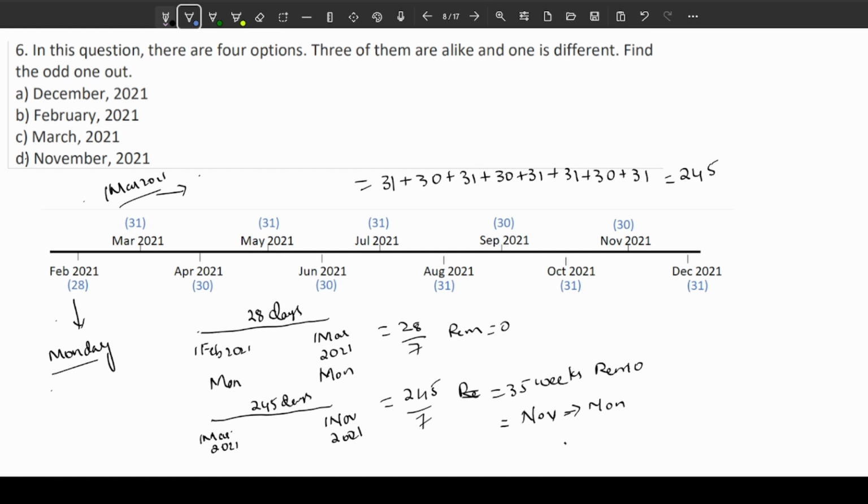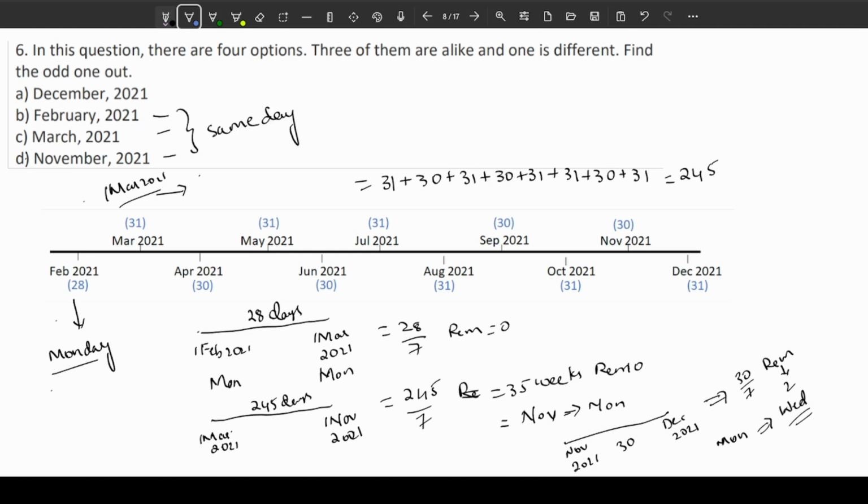Now let's see what can be December. Between November 2021 and December 2021, there are 30 days. When you divide it by 7, the remainder is going to be 2. So if November starts on a Monday, then December is going to start on a Wednesday. So February, March, November are going to start on the same day, but December is different. Hence, December 2021 is the odd one out.